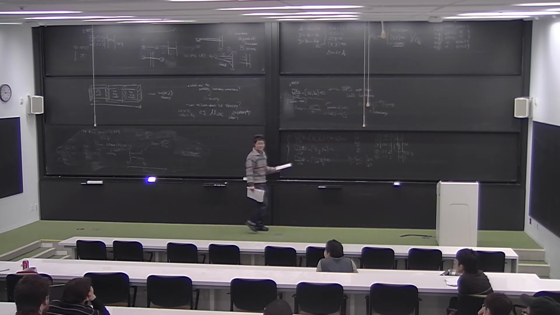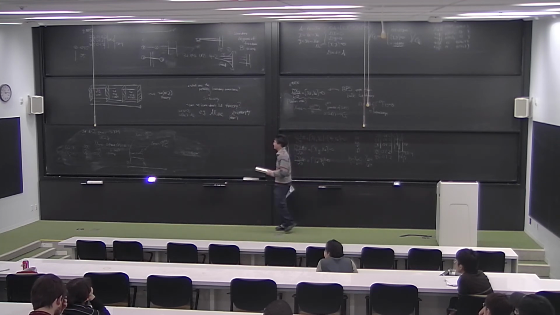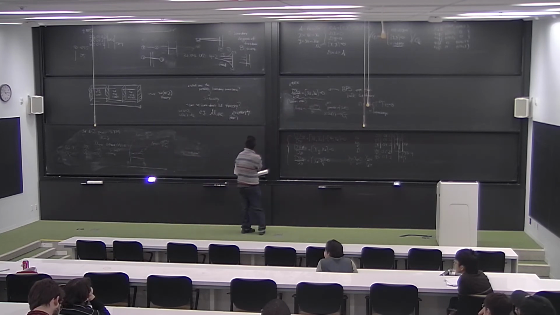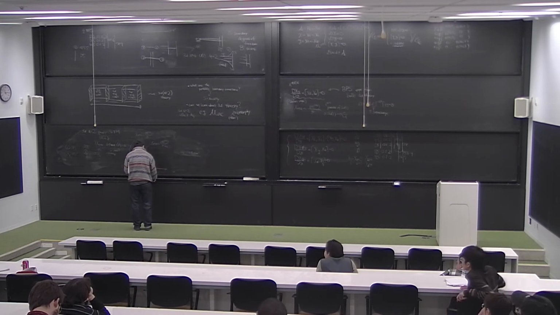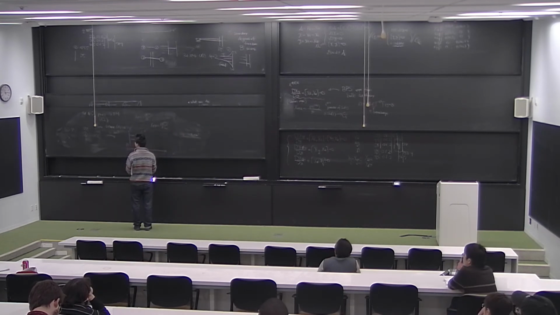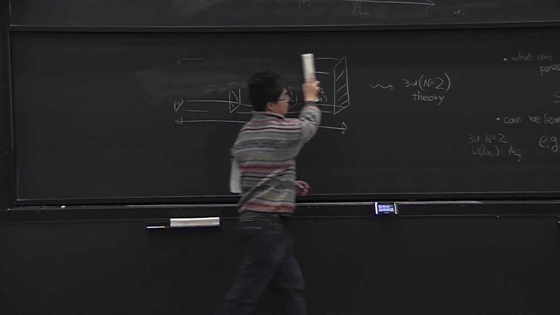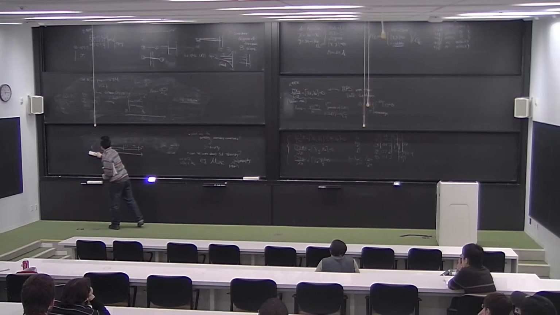So maybe you are not too excited, except that what's interesting here is that this is a classical equation, but it knows about the quantum corrected moduli space. So let's go to another example. Another Abelian example for simplicity.